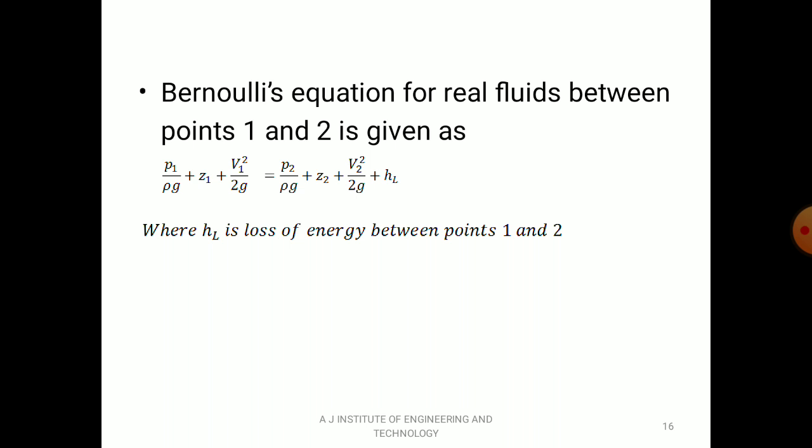Initially at point 1, energy loss is 0. So fluid starts flowing. When it reaches point 2, because of the friction, we are going to get HL as head loss. So this is for real fluid. For ideal fluid, HL is equal to 0 because there is no viscosity.